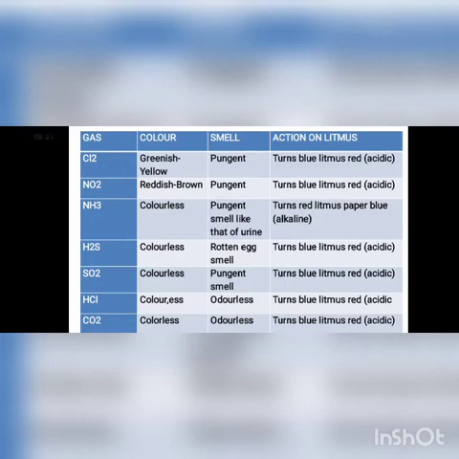So ammonia will turn red litmus paper blue. So ammonia is an alkaline gas. So hydrogen sulfide is colorless. It smells like rotten egg. So it also turns blue litmus red.